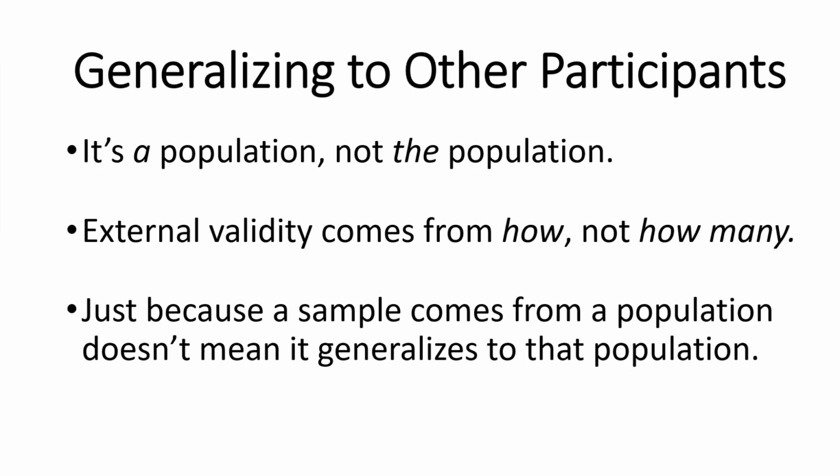But when we're looking at generalizing to other participants, we care about how these participants were obtained. How was this sample gotten? So our probability samples should probably generalize to the population they were drawn from, but a convenience sample might not do the same. We also have this issue of it's a population, not the population. So when you are sampling, you're not necessarily trying to represent the entire population of humans in the world. That is not the population of interest.